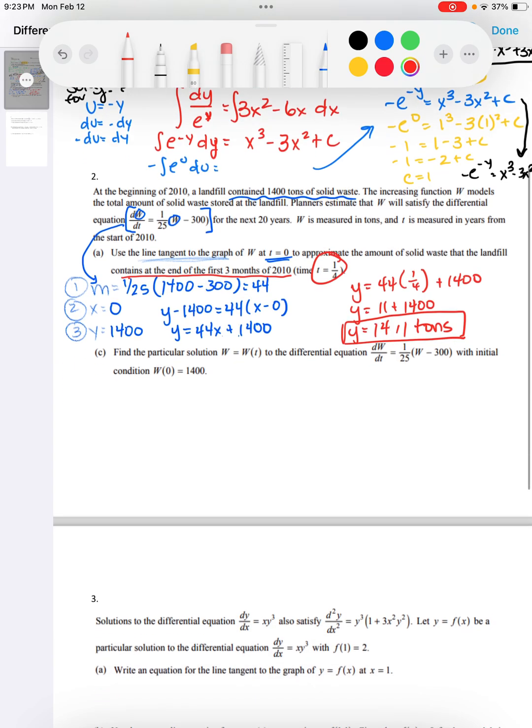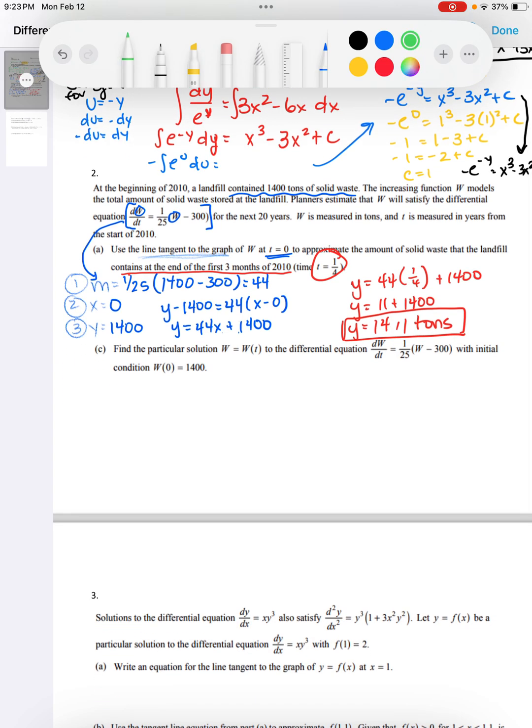All right, then after we do this, we are going to find the particular solution. This particular solution means that we have to separate out our variables and then use the initial condition of (0, 1,400). So to separate out the variables, I'm going to divide both sides by W minus 300. So I will have dW divided by W minus 300, and that is going to equal 1 over 25. Multiply both sides by dt to move that.